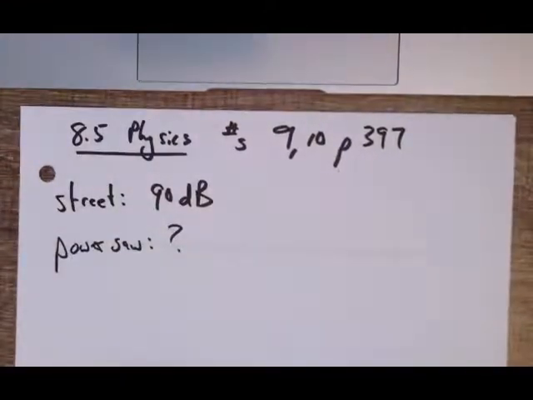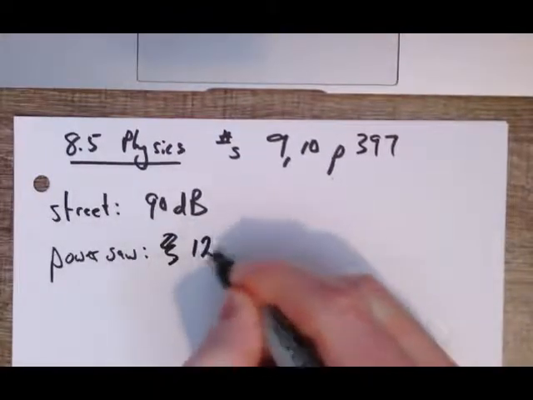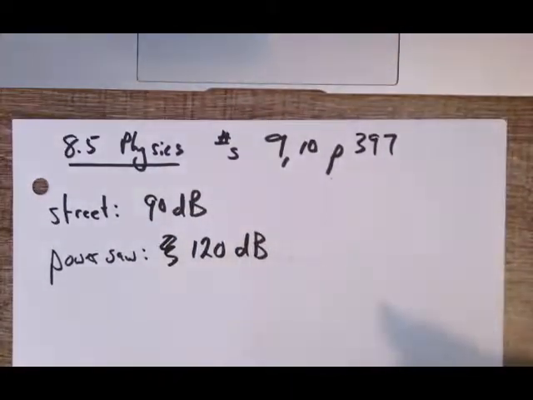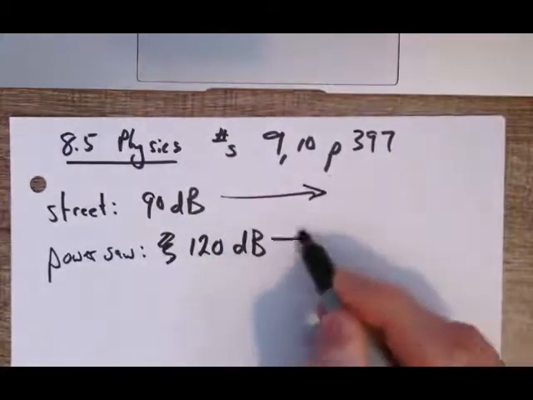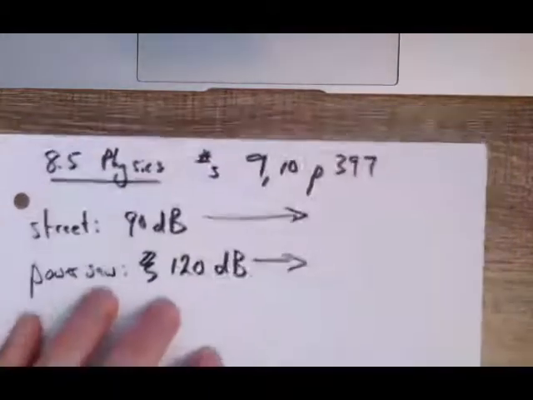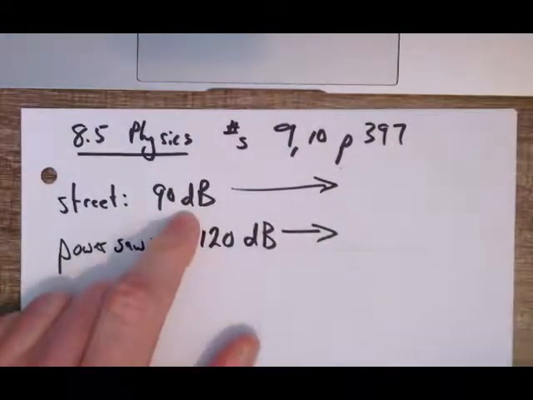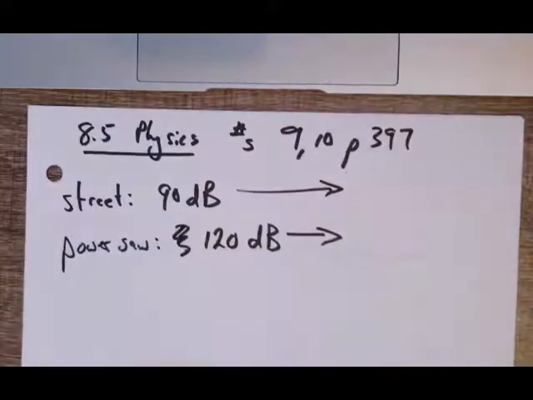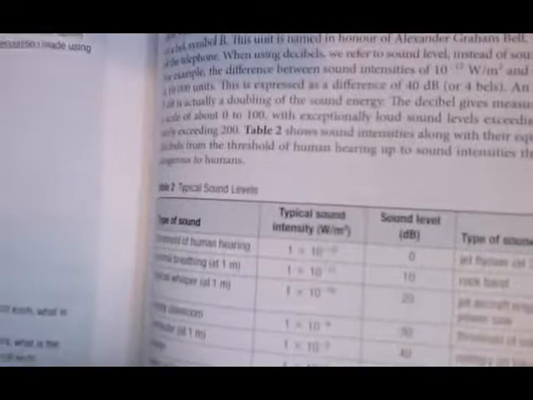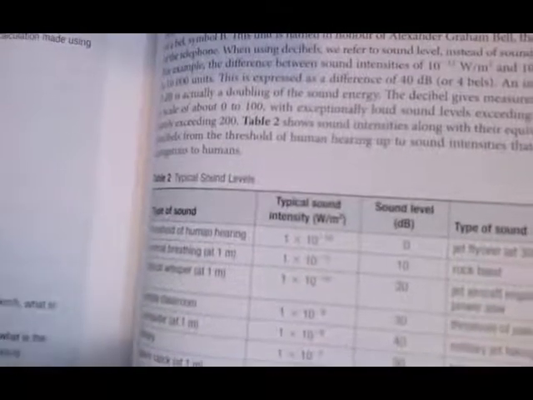I'm assuming it will. Power saw, 120 decibels. We need, not sound level, we need sound intensity. So what is this in sound intensity or watts per meter squared? It's just in the chart right next to it. Sorry, the way my camera's set up, it's kind of hard to bring it this far over. But if you look at anything, an alarm clock, 60 decibels is 1 times 10 to the negative 6 watts per meter squared.